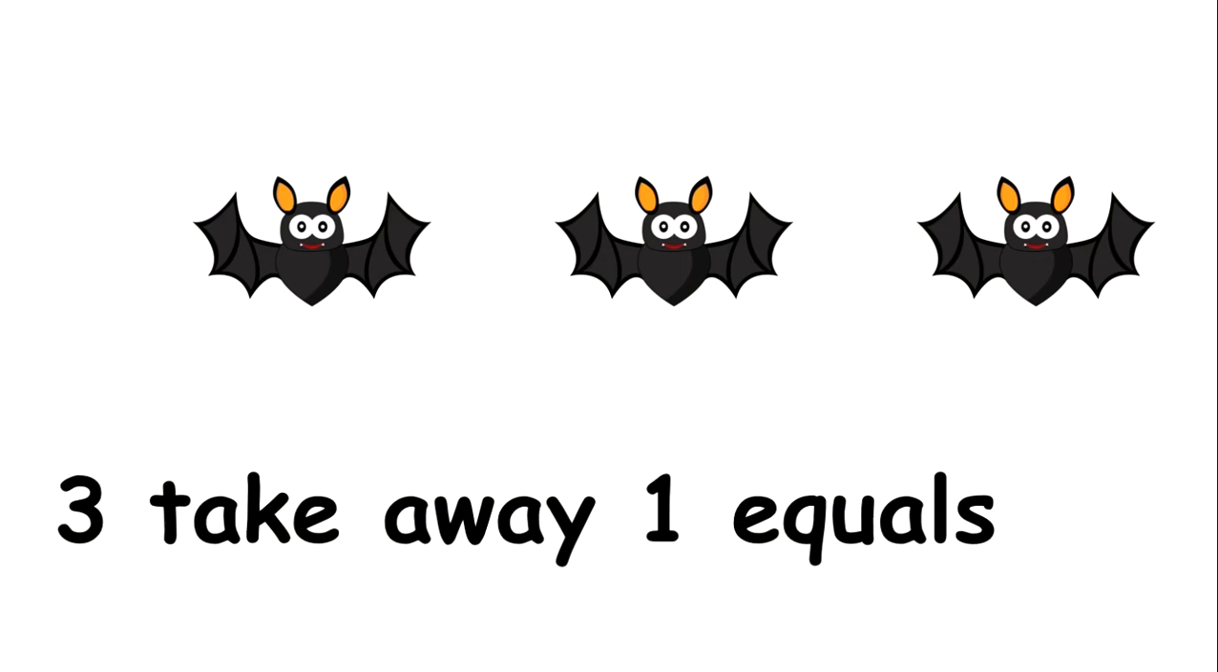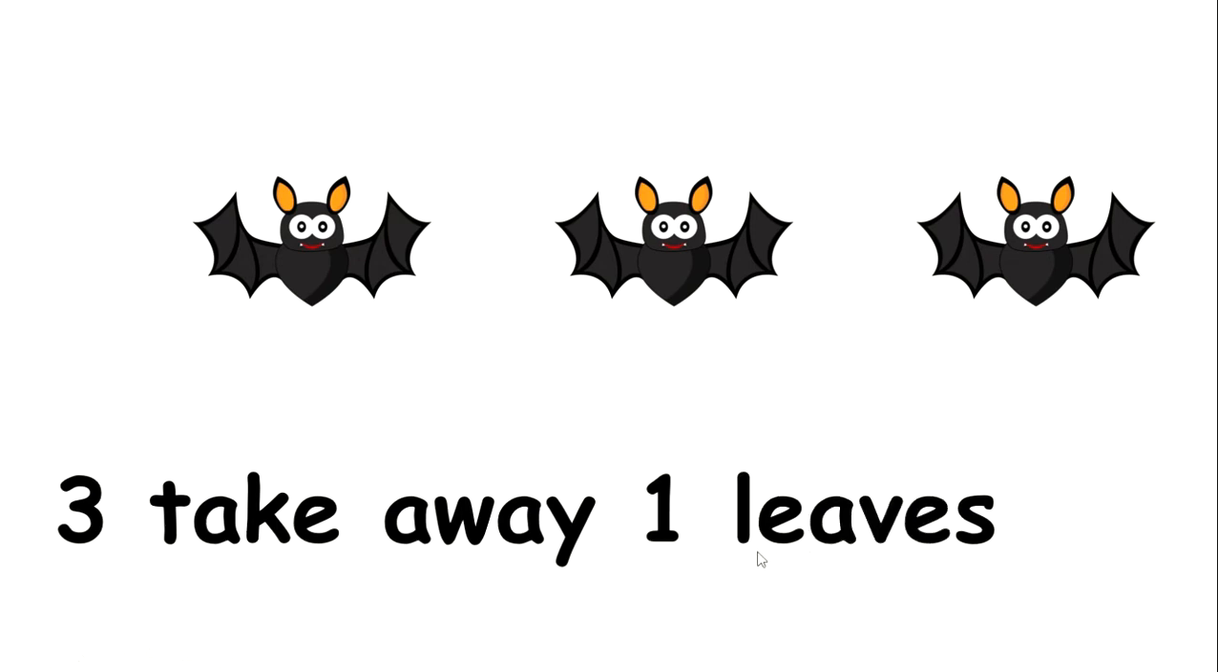By the end of today's lesson, you will be able to read a subtraction sentence and solve the problem for yourself. All right. So here is our first example. Here I have, it says 3 take away 1 equals. I have 3 bats here for you to see. And it says 3 take away 1 equals.